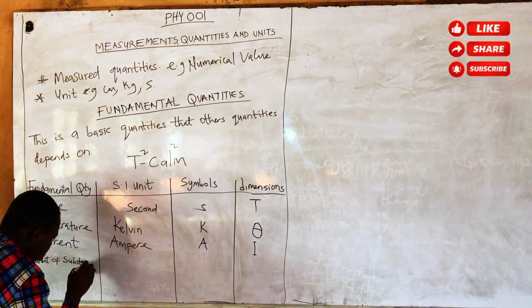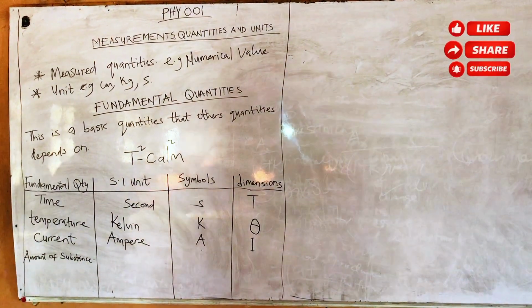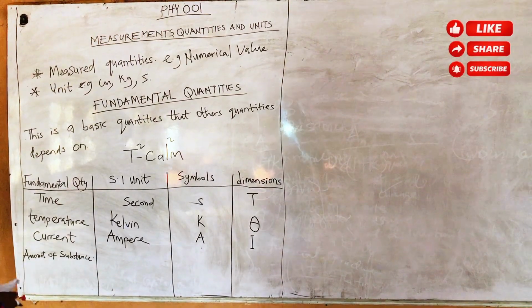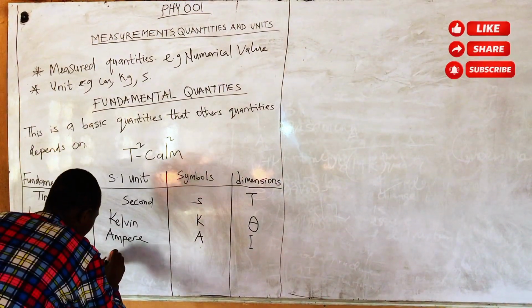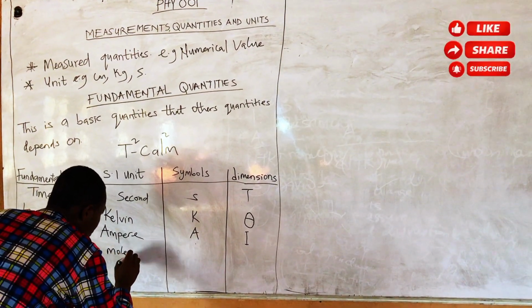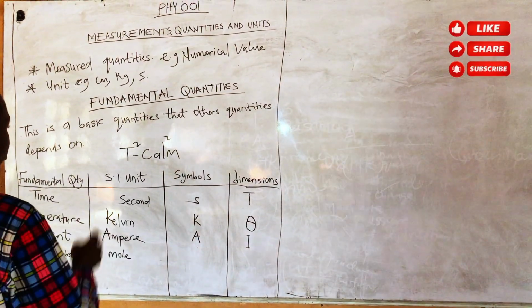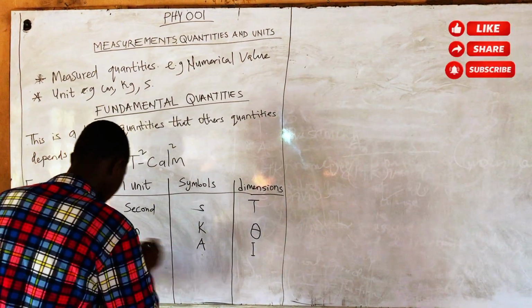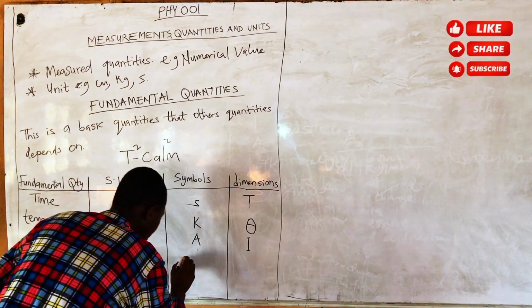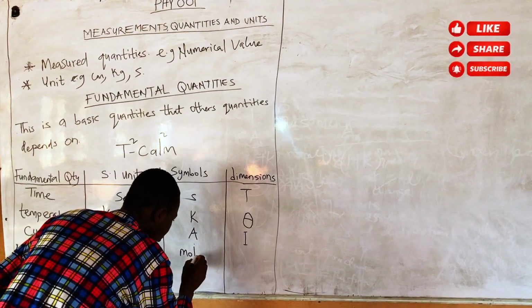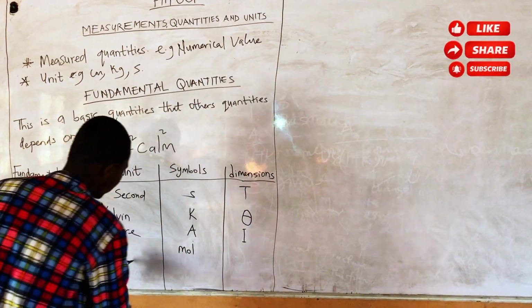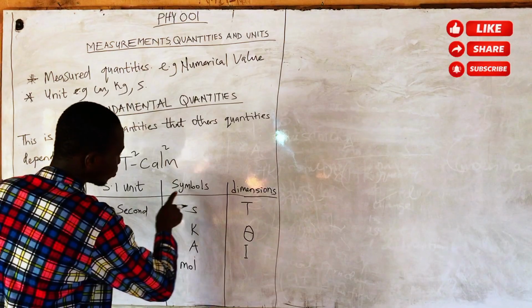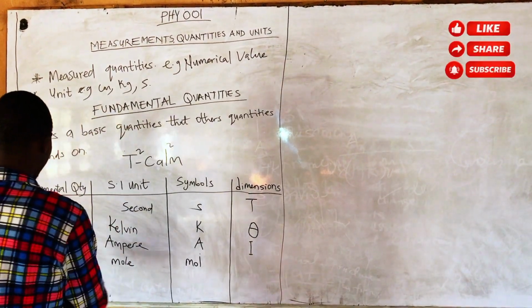Okay, the SI unit for amount of substance is what? Mole. The symbol for it is what? Mol too, in this case, but there's no E here. And the dimension for amount of substance is what? N.